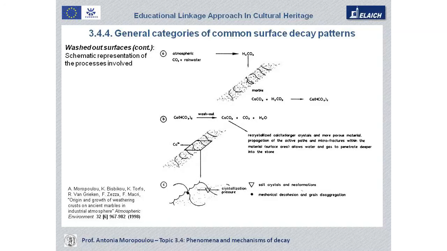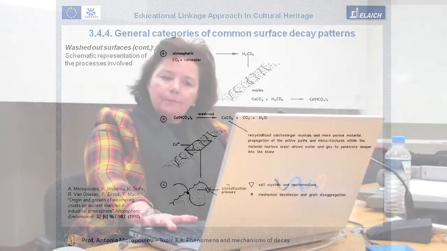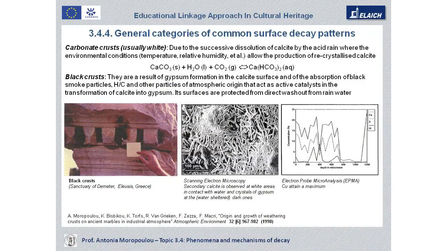dissolving materials from marble or calcite. These materials are recrystallizing at the surface in a way that we have these very clean white washed out surfaces. Carbonate crusts are usually white. Black crusts are the crusts of formation of gypsum.